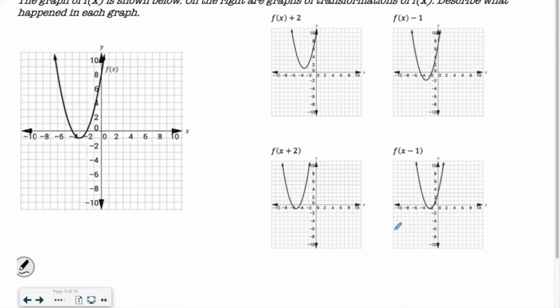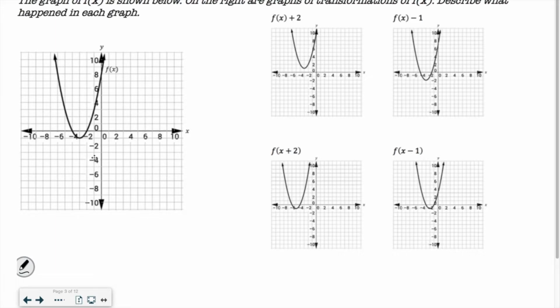All right, so let's take a look at a couple different graphs. This is called the parent function. So think about the parents that you have. You're not a carbon copy of your parents, which means they didn't clone themselves and create you.